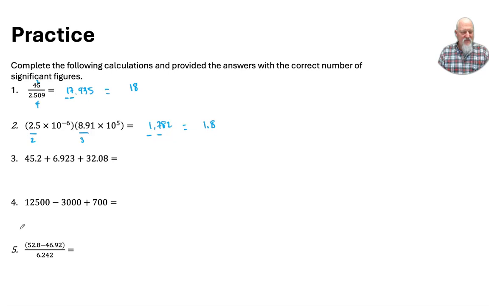Okay? Next one is addition. Let's do the math. 45.2 plus 6.982 plus 6.923 plus 32.08. I get 84.203.